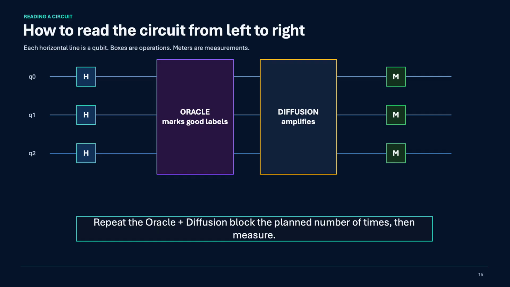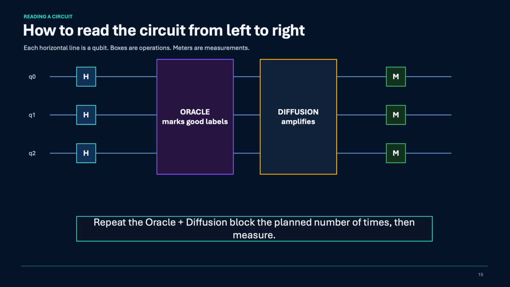Reading the circuit left to right. Quantum circuits are generally read from left to right. Think of each horizontal line as a character moving through our story. Qubit 0 follows its line. Qubit 1 follows another. Qubit 2 follows another. Where a line passes through an H gate, a Hadamard operation occurs. When all the qubit lines enter the oracle block, the oracle evaluates the candidate states and marks the correct ones by phase. Then they pass through diffusion, where amplitude amplification occurs.